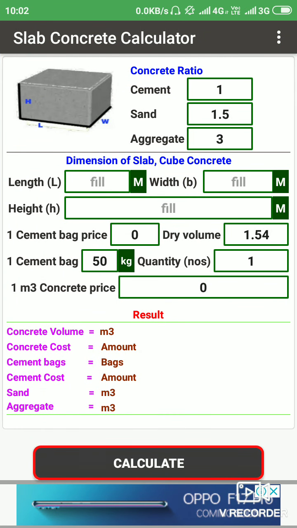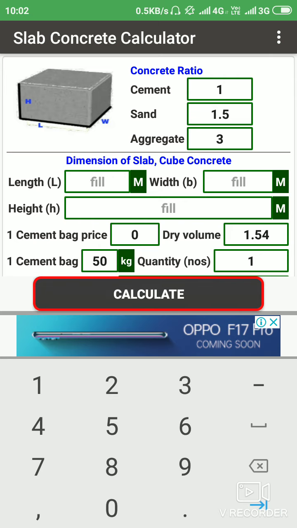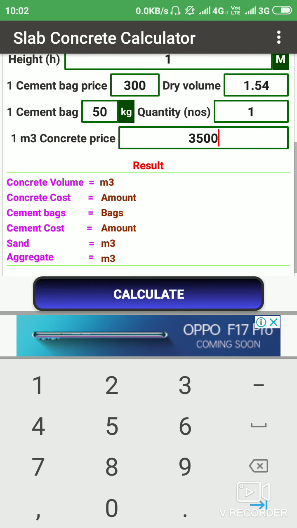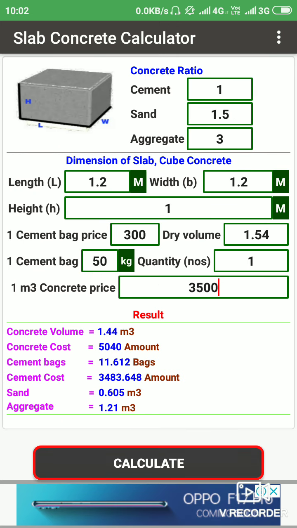So the concreting ratio is put, the length we consider as 1.2 meters, width 1.2 meters, height simply 1 meter. One cement bag price is 300 rupees approximately. Dry volume, one cement bag is 50 kg. Quantity is one foundation. For 1 cubic meter of concreting, the price we kept approximately 3500 rupees. So simply calculate within a microsecond.